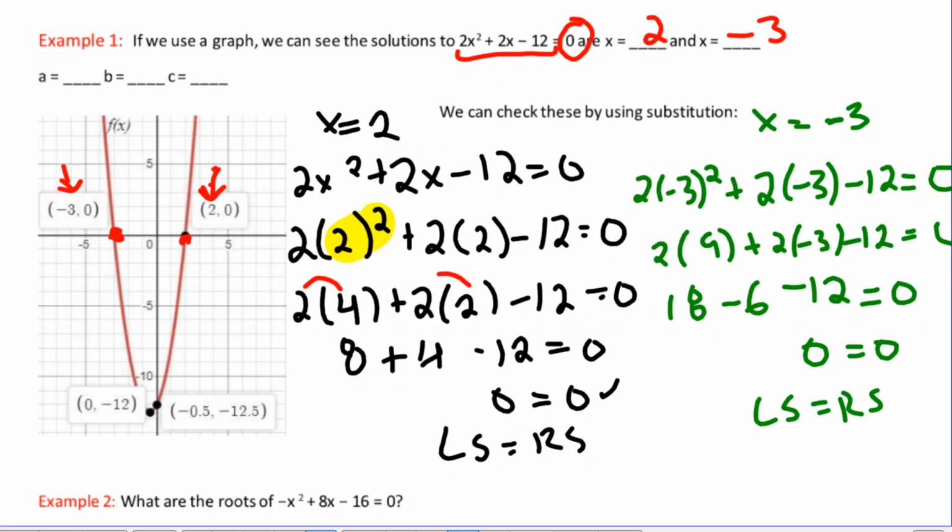If I was to plug in like a 0, well, 2 times 0 is 0. Plus another 2 times 0 is 0, but then I get a minus 12. So it doesn't equal 0 on the left side of the equation, right? And that's why we see those points in other locations on the graph. If I was to choose an x value of positive 3, here it is on the graph. Notice that it doesn't have a y value of 0. So it's not going to give us a proper solution. That's why we're looking for those x-intercepts.